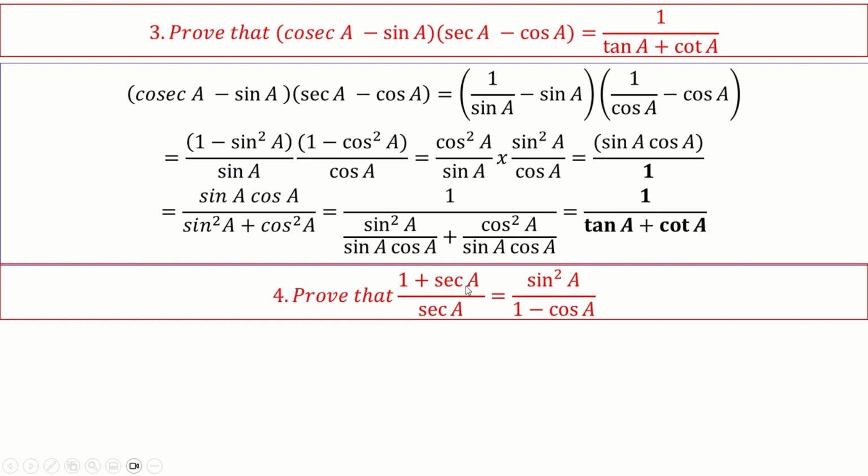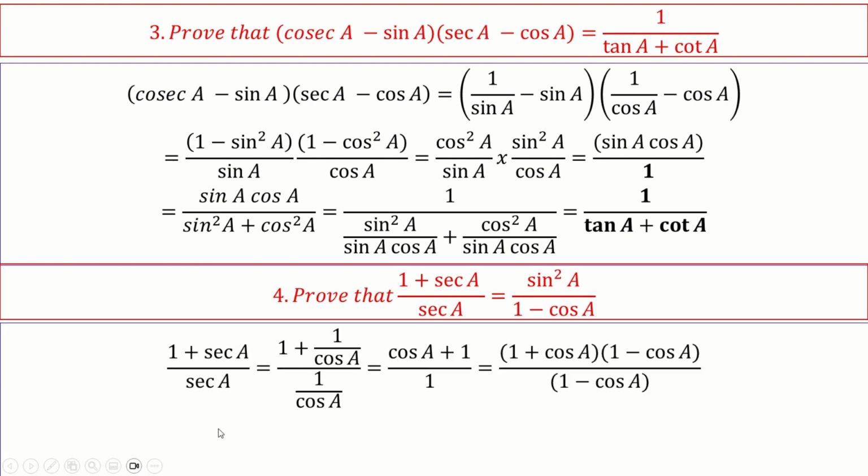Okay, then prove that (1 plus secant A) by secant A equals sin square A divided by (1 minus cos A). Okay, so this one I'll write like this. Then it will become (cos A plus 1), and I am multiplying both numerator and denominator with (1 minus cos A). Then it will become (1 minus cos square A) divided by (1 minus cos A), which is nothing but sin square A divided by (1 minus cos A).